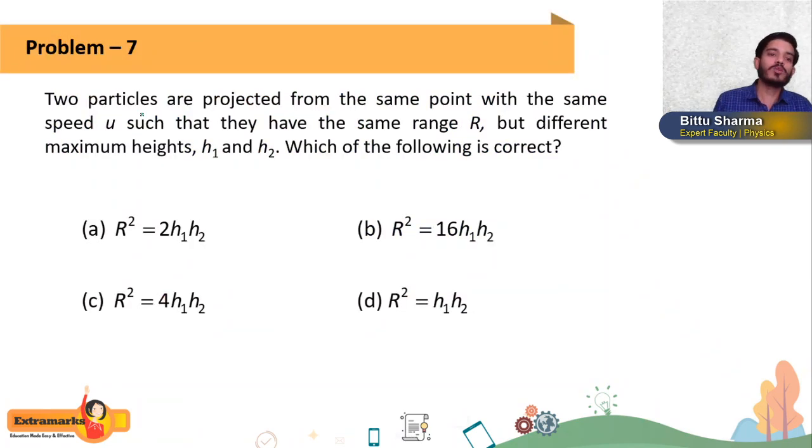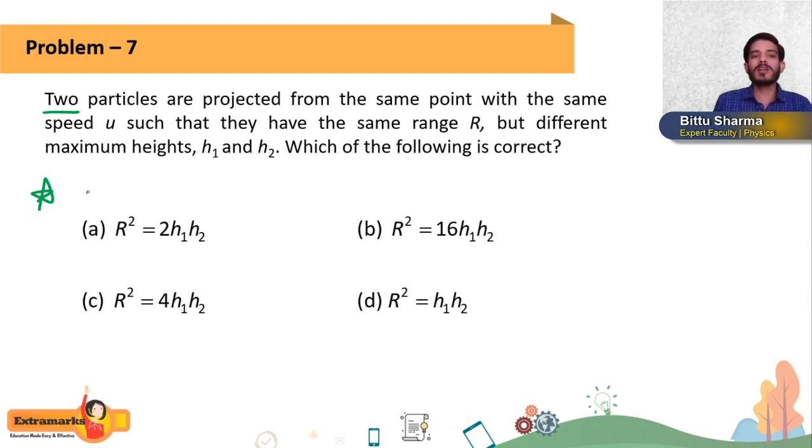Okay, students, based on this projectile motion, we have some important conclusions, some important short tricks that you have to remember. The first question which I have for you is a basic direct formula based question. Two particles are projected from the same point with the same speed u such that they have the same range r but different maximum heights h1 and h2. Which of the following is correct? So remember this thing, students. Here I am going to give you a conclusion, a short trick.